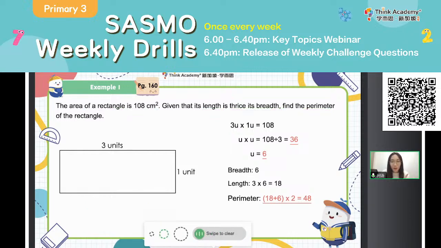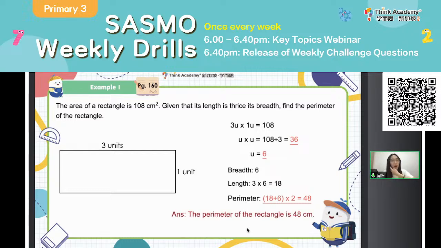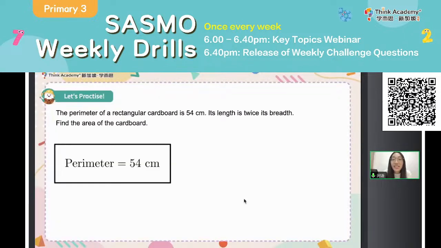Is this one hard for you? A bit, right? Okay. Now let's practice one more. Have a try. Now I just tell you the perimeter of a rectangular cardboard is 54 centimeter, and we know that its length is twice its breadth. Find the area of the cardboard.